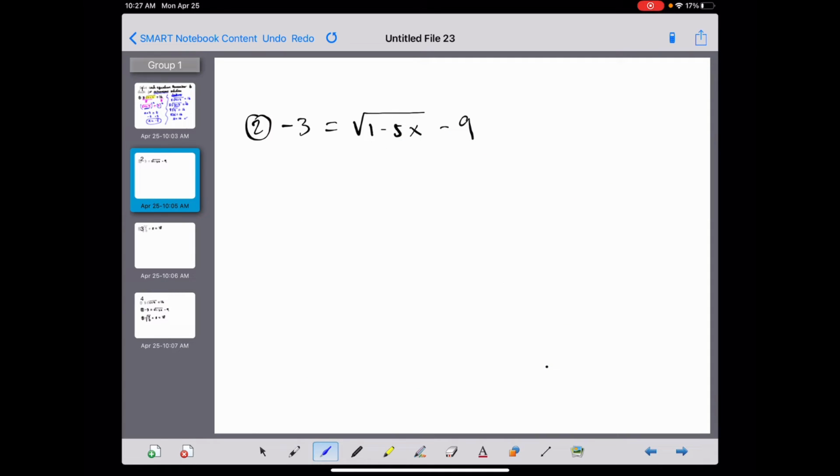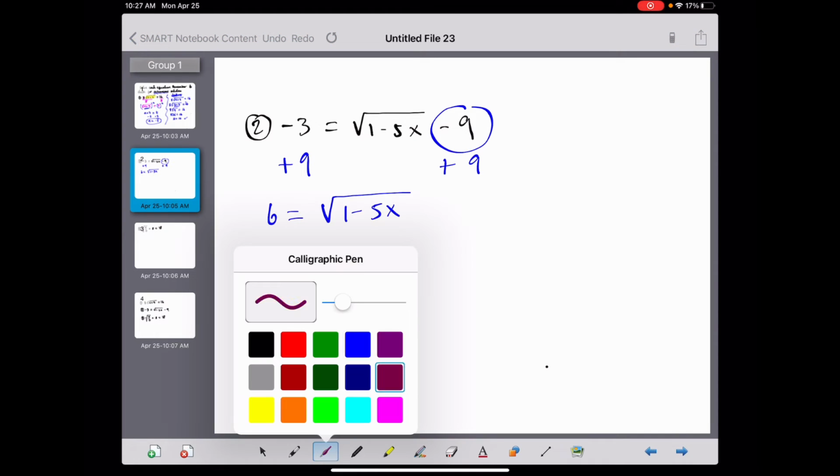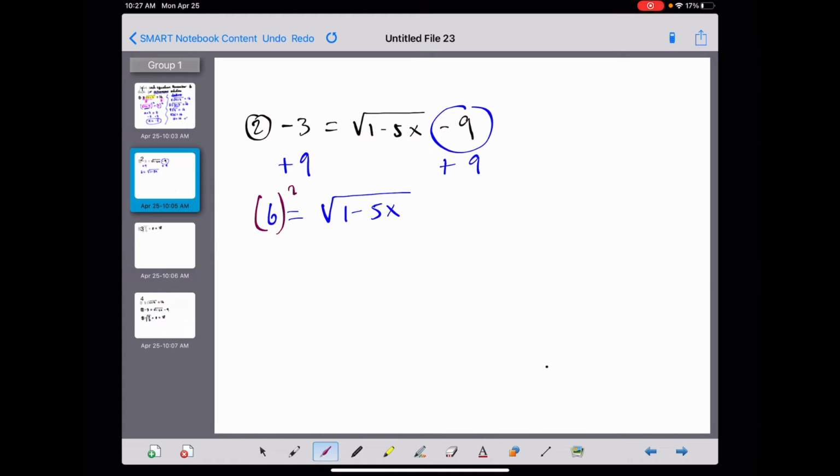Now in number 2, notice the radical is not by itself again. So we're going to move this -9 to the left. To undo -9, we add 9 to the left and to the right. So we got 6 equal to square root of 1 minus 5x. And now the radical is by itself. We're going to square the left and square the right. We get 36 here, and then the radicand drops down.